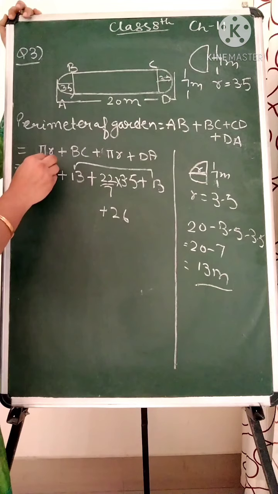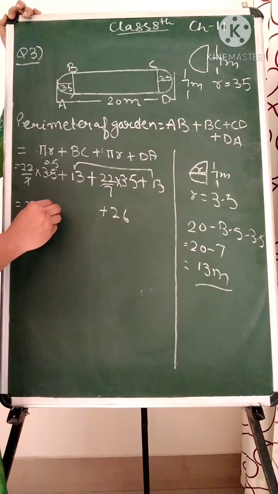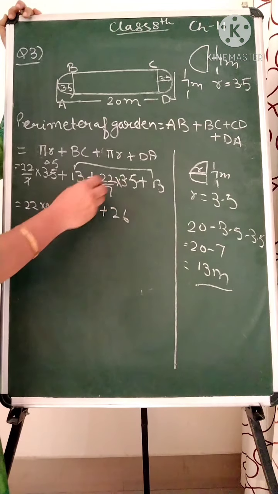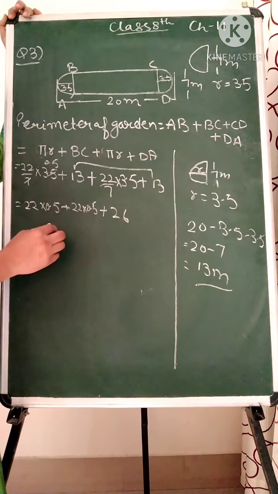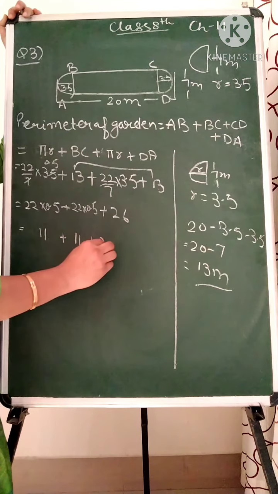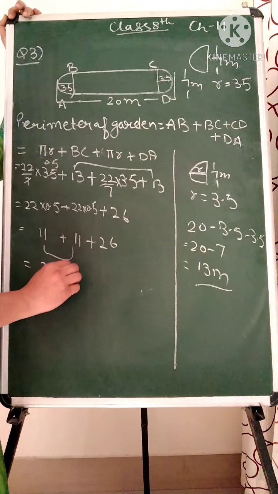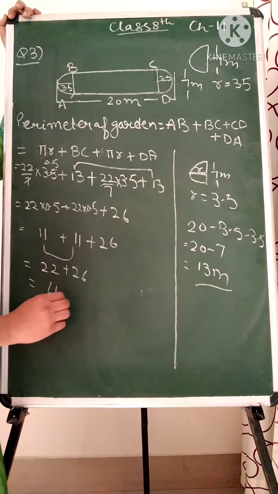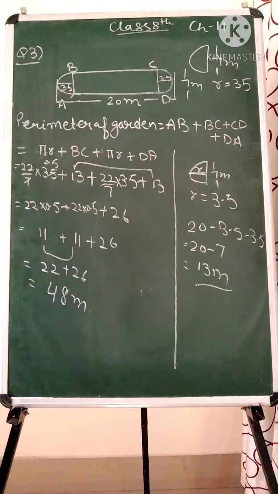So here it is 22 into 0.5. In the same way, that side 22 into 0.5. Clear? So solve the calculation. Here it is coming 11. Then it is also coming 11, and 26. 11 and 11 is 22, and 26 becomes equal to 48 meter. Clear? If you have any doubt to find the perimeter, then please tell me.